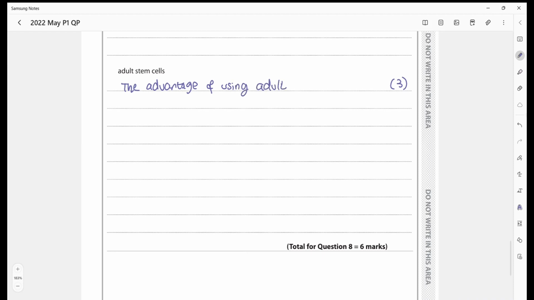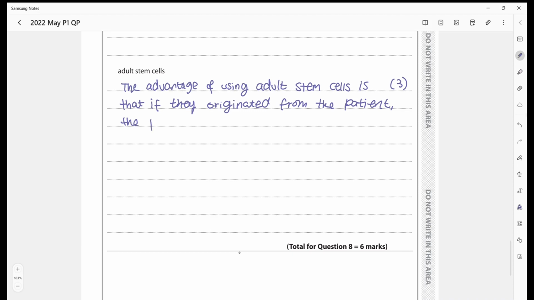Using adult stem cells from the patient, the patient will not experience rejection.